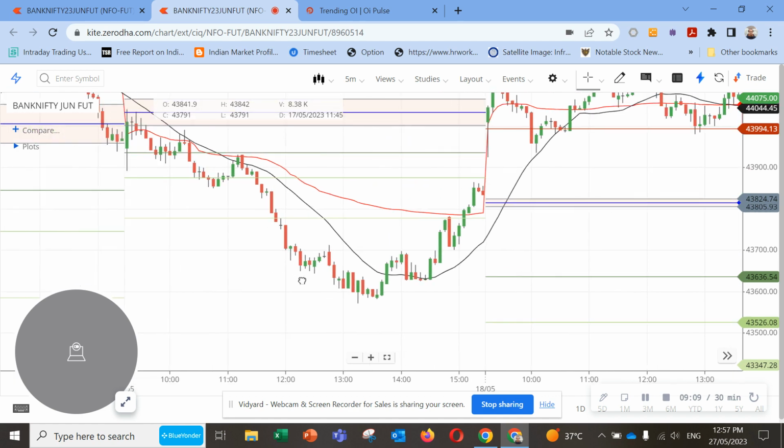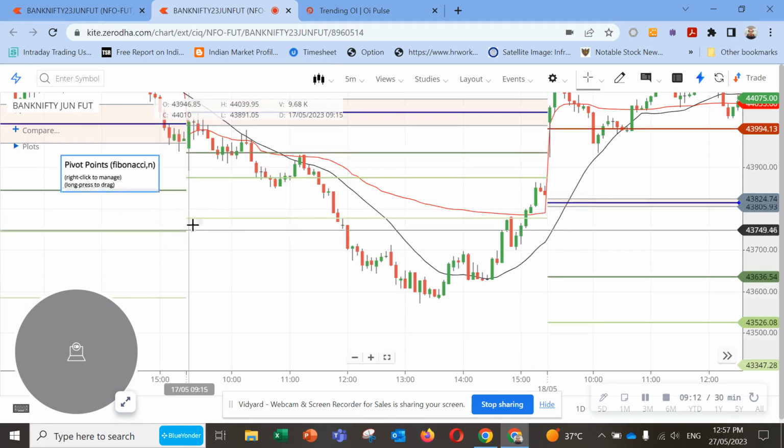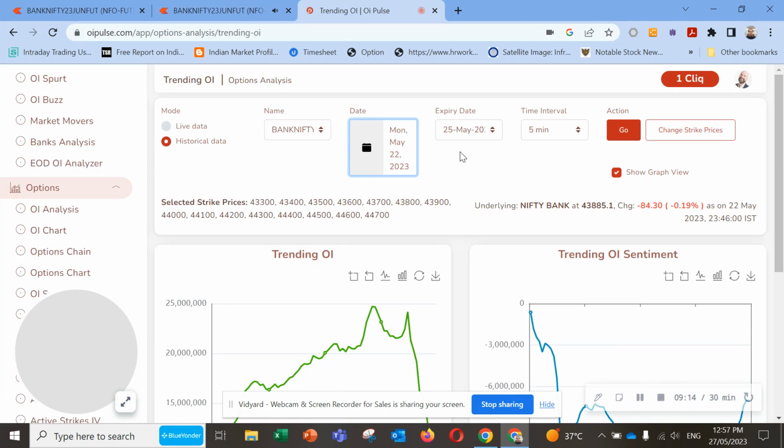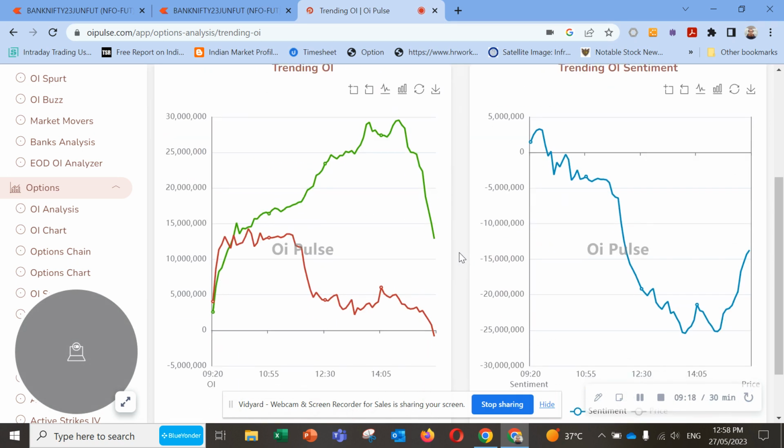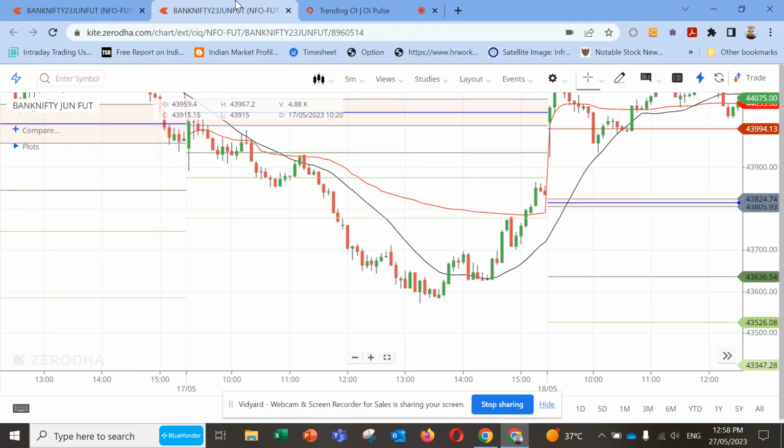Okay, this is about a trending day. So 17.5. You see exactly at 9:55, the crossover happened, and also the sentiment turned negative. So most likely the market will trend down. Okay, let's see what happened.